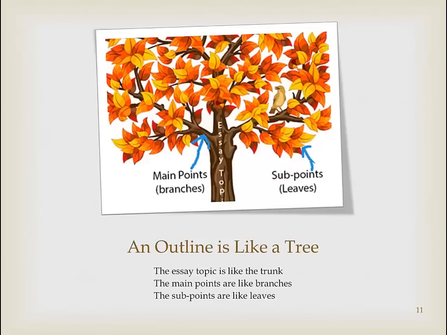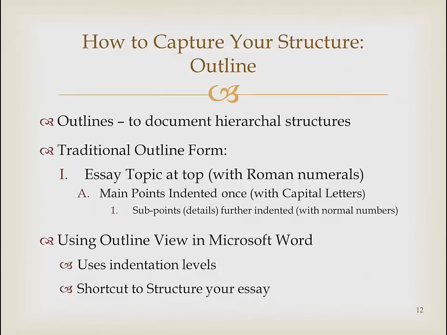An outline is like a tree, with the main trunk being the main topic. The branches are like the main points, and then the subpoints, which will be your individual sentences, will be the leaves on those branches. Again, outlines are to document hierarchical structures. A traditional outline form uses a Roman numeral for your essay topic. Underneath that, your main points will be capital letters, and under that, each subpoint will be in normal numerals. That is a typical outline form.